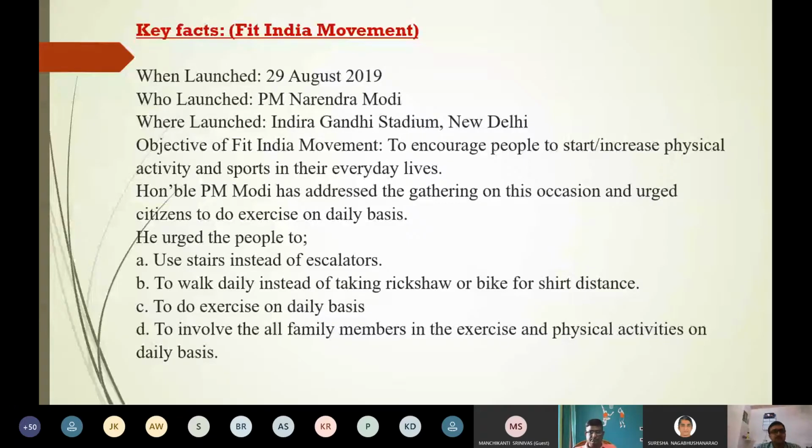It was kicked off in the Indira Gandhi Stadium, New Delhi, with the objective to encourage people to start and increase physical activity and sports in their everyday lives. He addressed a gathering on this occasion, and he asked the people to take up these basic things which we actually do regularly, but nowadays, due to our ultra-modern lifestyle habits, or maybe work pressure, lack of time management and all those things, we stop doing them and have taken up some other options. So now the time has come that people need to realize that we need to take up these things instead of the one that we are adopting now in a sedentary way.